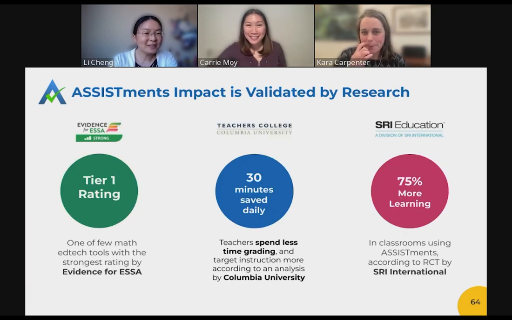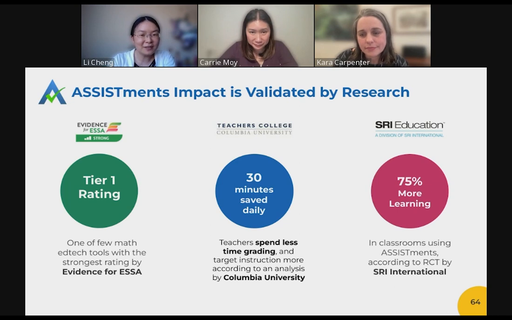Thank you, Carrie. Now that you have heard a bit about ASSISTments, we would like to highlight the evidence of the impact of ASSISTments, because it's a free tool that you can use to enhance the 5 practices. ASSISTments is one of the few math edtech tools with a Tier 1 rating, which is the strongest rating by evidence for ESSA. According to a case study conducted by researchers at Columbia University, teachers who used ASSISTments spent less time grading, and they were able to target their instruction more. And on average, ASSISTments saved teachers 30 minutes daily.